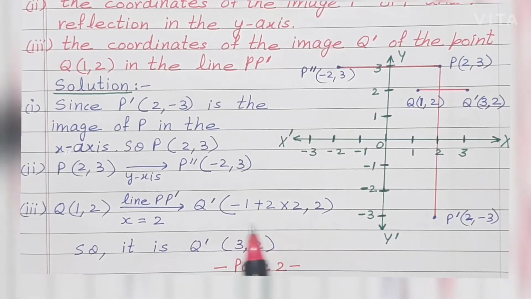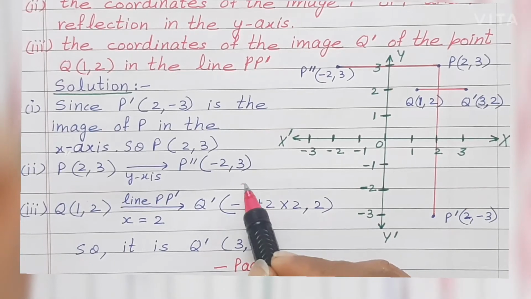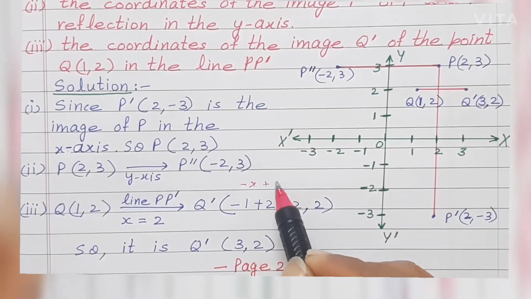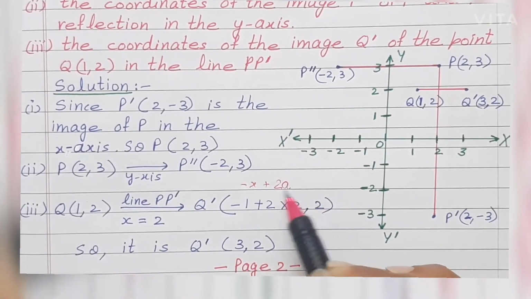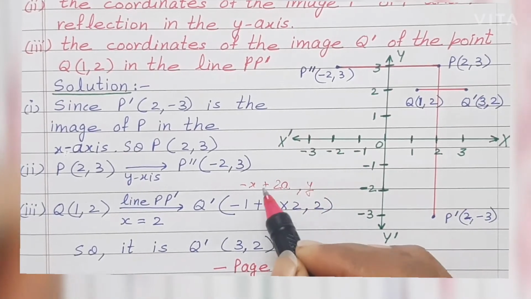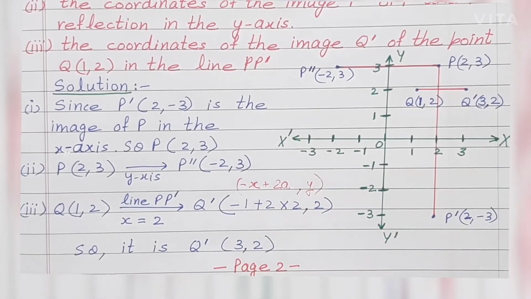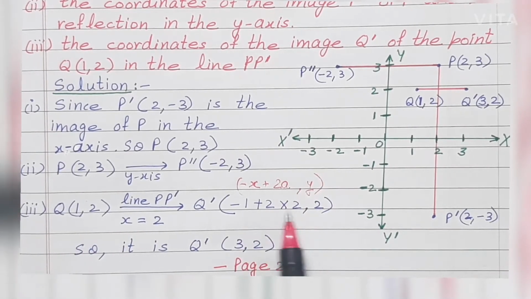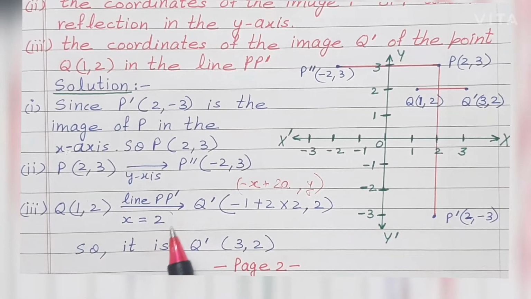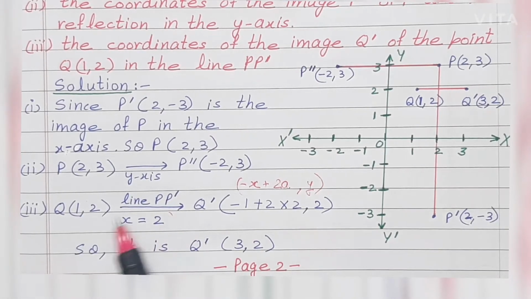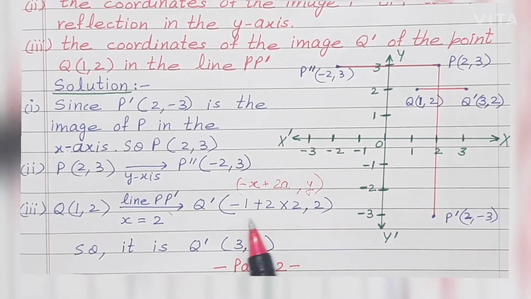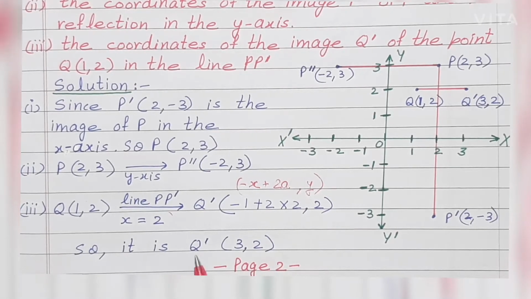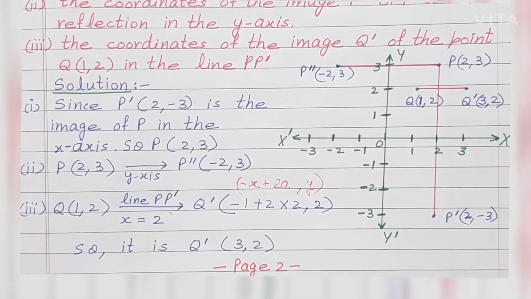Now here students, we are going to use the formula. What was the formula? That is (-x + 2a, y as it is). Clear? So here x is 1, so it will become -1 + 2a, 2 into a. Now here a is also 2 and y as it is. So the answer is (3, 2). That means Q dash is (3, 2). I hope it is clear to everyone.